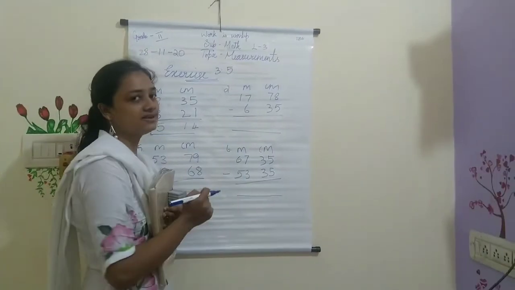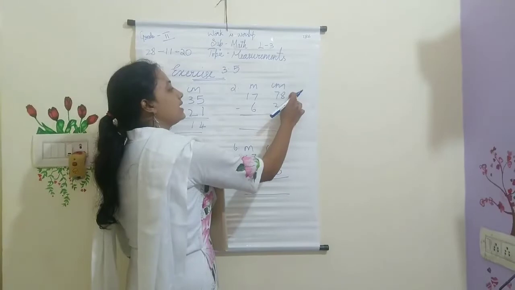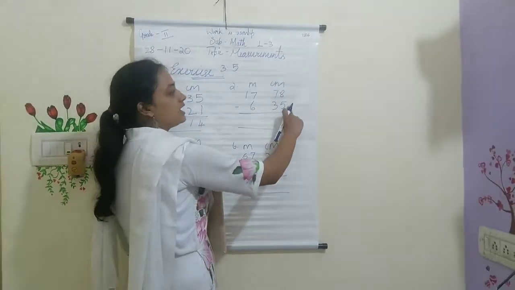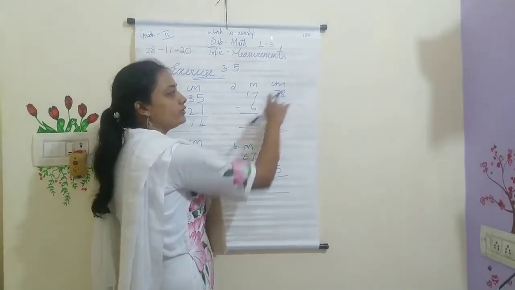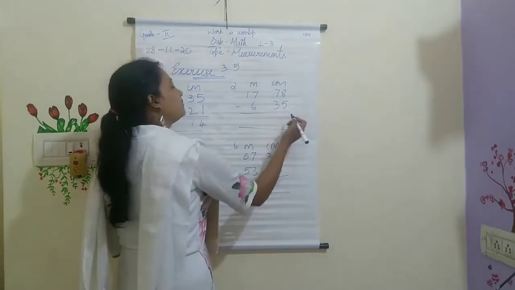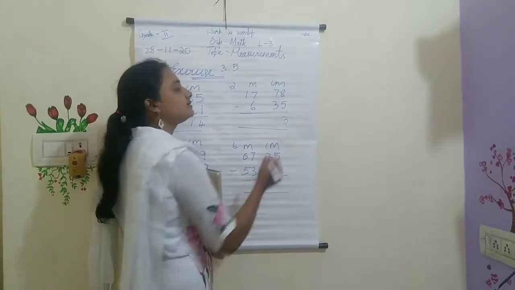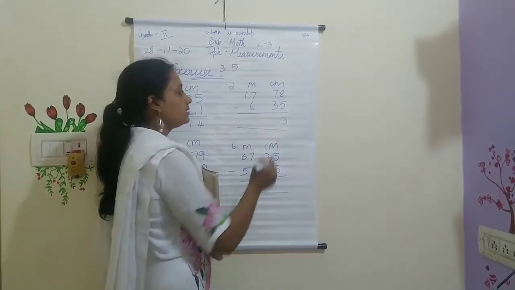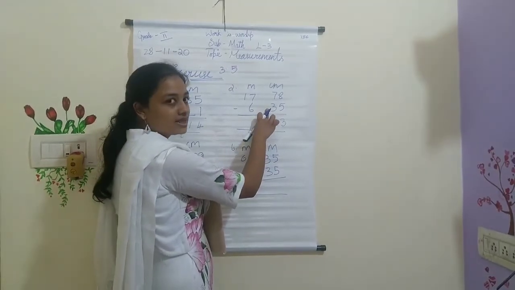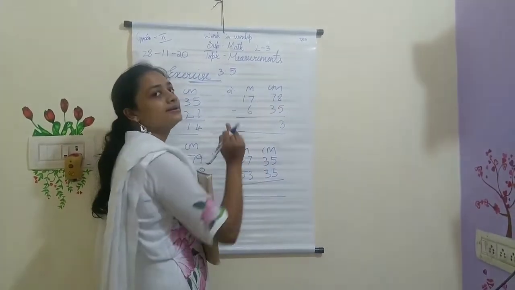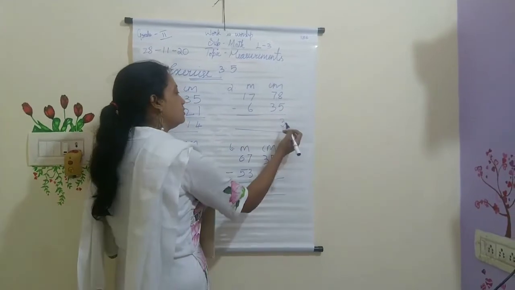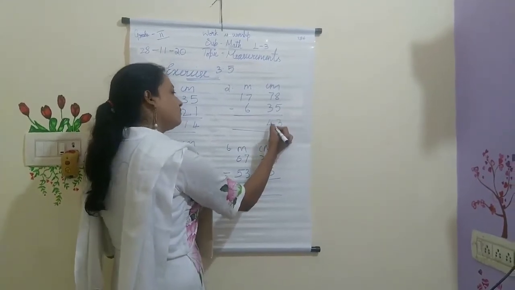Now go for the second one. 8 minus 5. Start counting after 5. Stop when you get 8. My answer will be 3. Start counting after 3. Stop when you get 7. The answer would be 4.